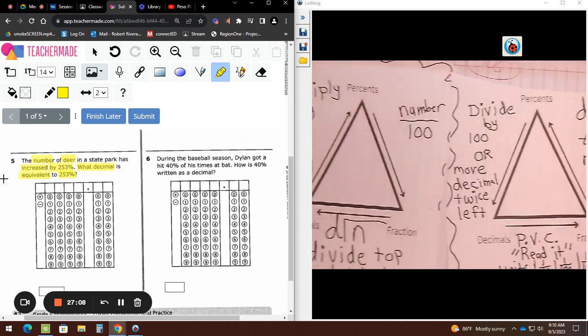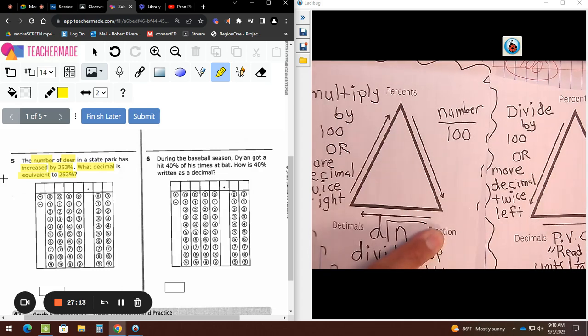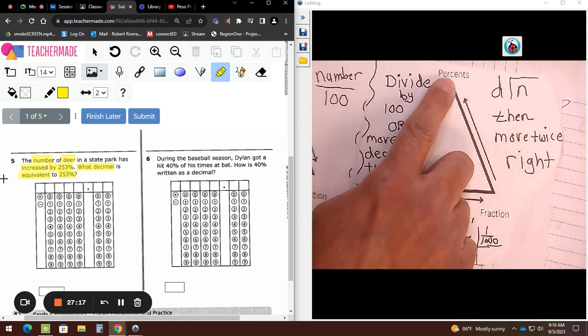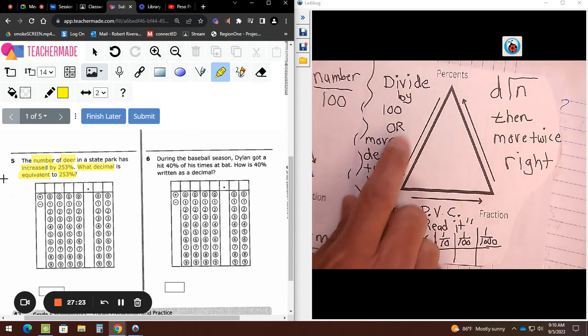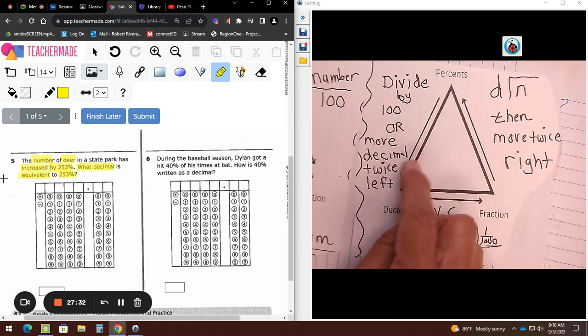So I'm going to go to my journal and to my nice little graphic organizer and check. They want to go from percent to decimal. So this guy goes from percent to fraction. No, that's not what they want. So let me try the other triangle. From percent to decimal. Oh, yes, this is the one. What does it say? Divide by 100 or move twice to the... Left. That's the reverse. Twice to the left.